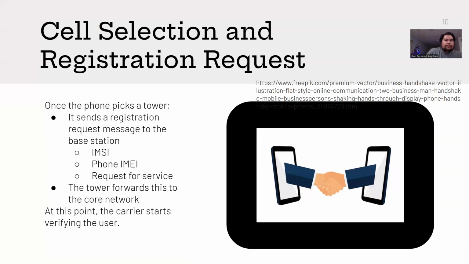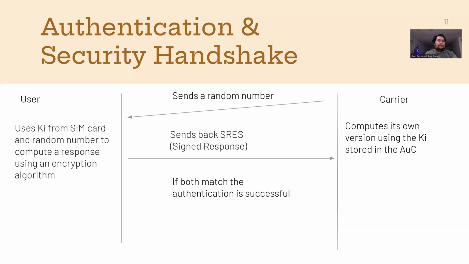Cell selection and registration requests. Once the phone picks a tower, it sends a registration request message to the base station. It sends the IMSI, the phone's IMEI, and a request for service. The tower forwards this to the core network. At this point, the carrier starts verifying the user.